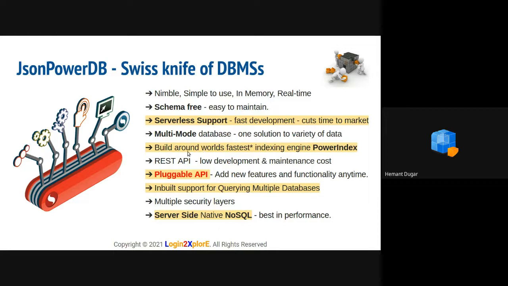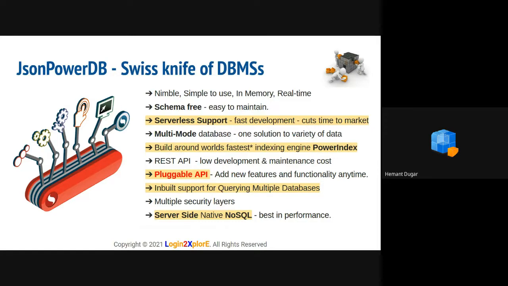It is built around the fastest indexing engine, PowerIndex. PowerIndex is another product of Login to Explore. That is one of the fastest indexing engines available. We did some POCs for that, and this is basically where we realized that this indexing engine should be used, and we created JSON PowerDB around it. I will take some time later in a separate presentation on the features of PowerIndex, and will give you a demo of how PowerIndex works and how fast it is compared to other indexing engines.